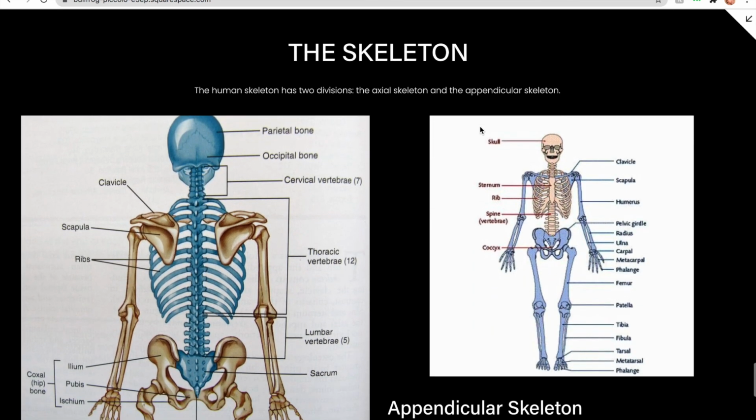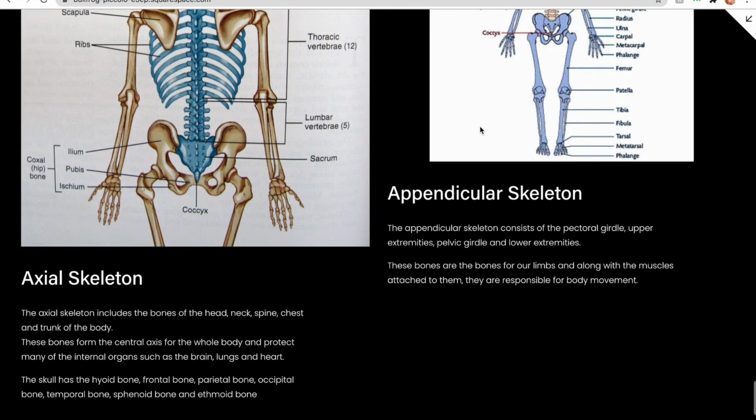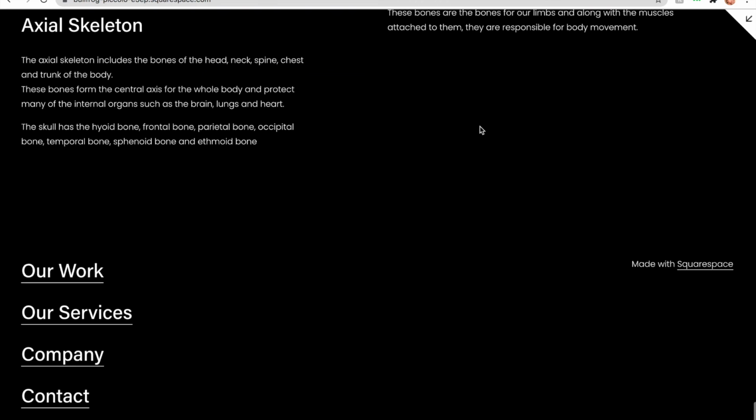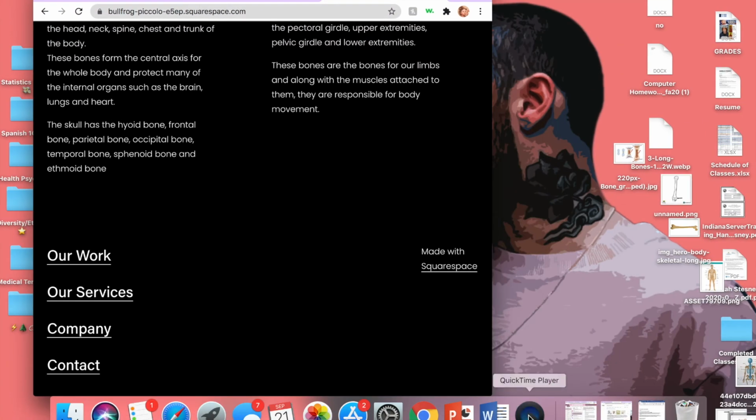Below the bony processes, I begin talking about the skeleton and how it has 2 different divisions. I included photos as well as descriptions. And that was the website that I made. I tried to incorporate at least one thing from each chapter.